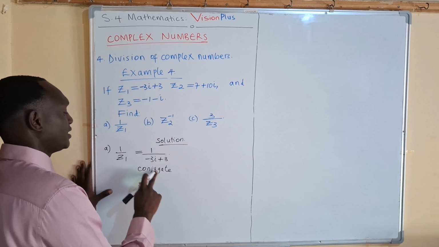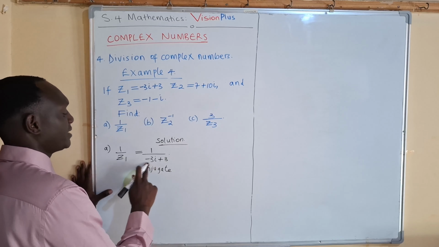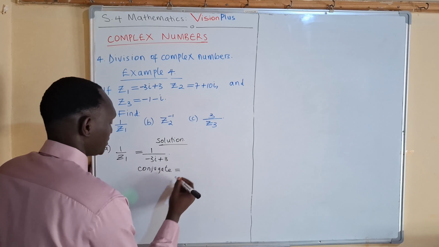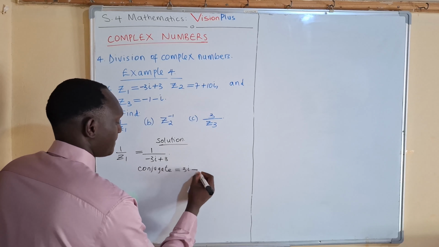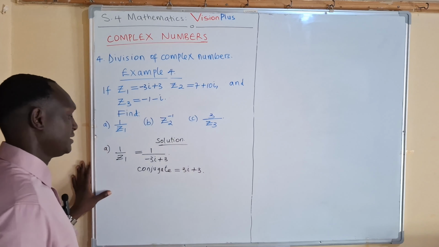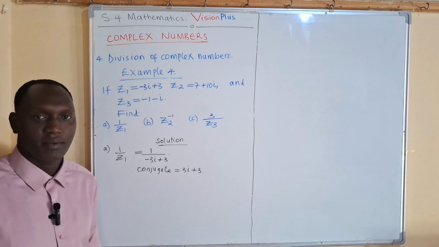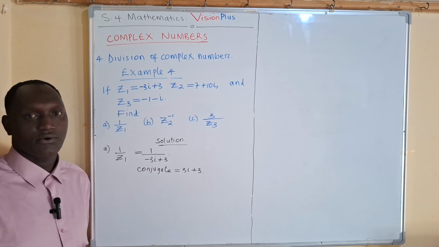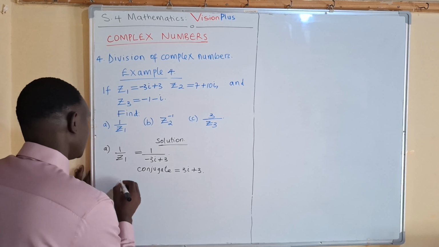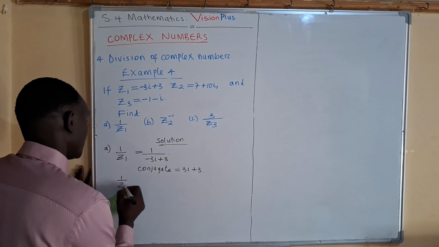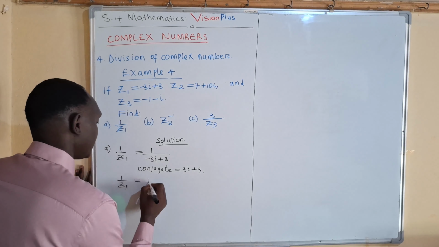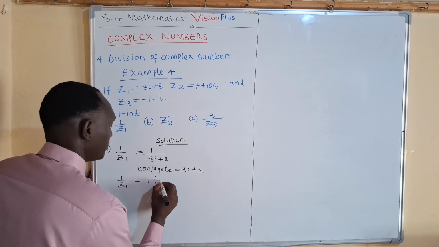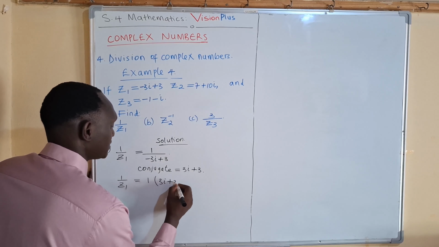Remember, when we're getting the conjugate, you only change the sign of the imaginary part, the part containing i. It is negative here, so it will be positive: 3i plus 3. After getting the conjugate, we simply multiply both the numerator and the denominator by that conjugate of the denominator. In this case, we shall now have 1 out of Z1 being equal to 1, that is the numerator, multiplied by the conjugate of the denominator, which is 3i plus 3.